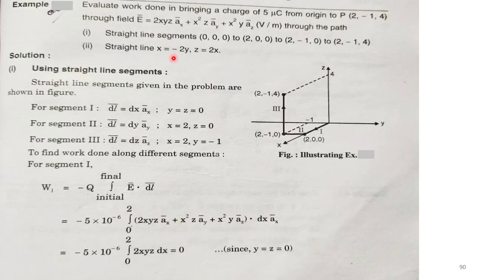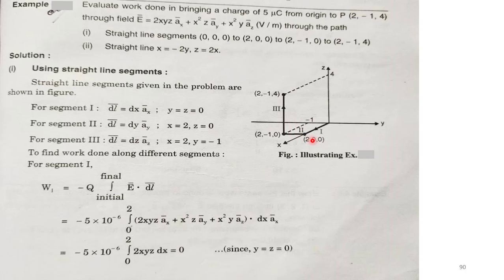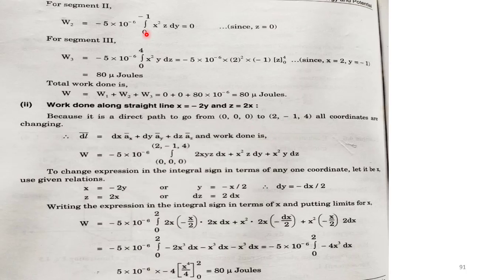So the second segment is what? From (2, 0, 0) to (2, -1, 0). So this is our path. For this path we can write the second work done, W2, equal to -5 × 10^-6 integration. Now here y is varying from 0 to -1. Therefore the limits are 0 to -1, x² z dy.